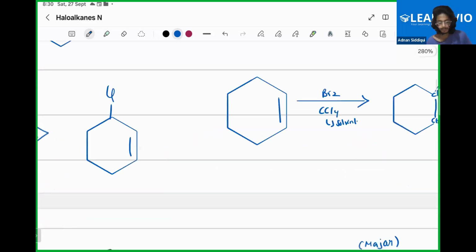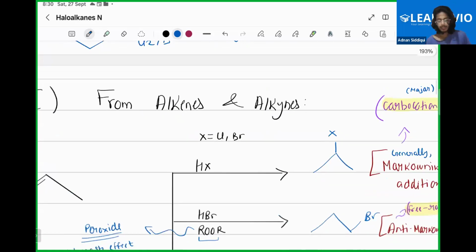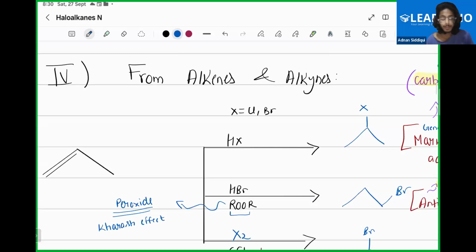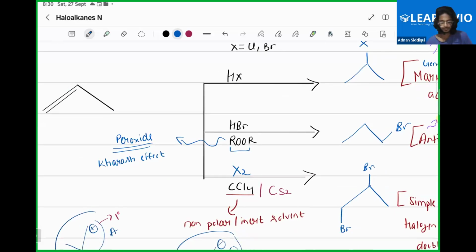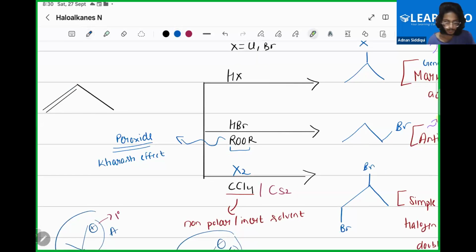Now, the next thing is the fourth preparation method, from alkenes or alkynes. Your starting material is going to be alkenes or alkynes. And again, what is our priority? We have to prepare haloalkanes, right? We have to add that halogen. So let us try to think what we can do. Is it an alkene or not?